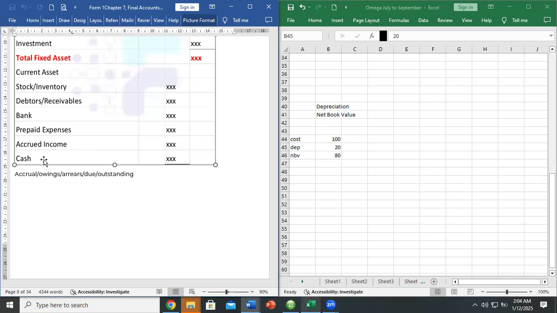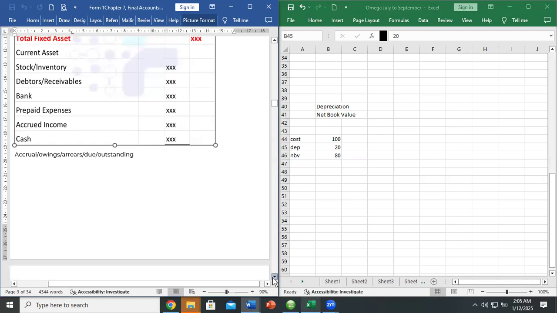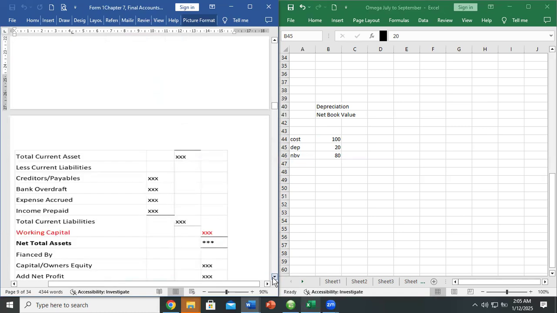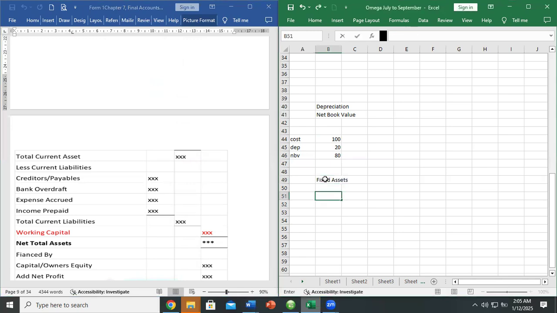So you list these current assets. Okay, you get the total. And the next thing is to bring in your current liability. So please, let's follow the format very well. You start with your fixed assets, okay, followed by your current assets. Then you now bring in your current liabilities.